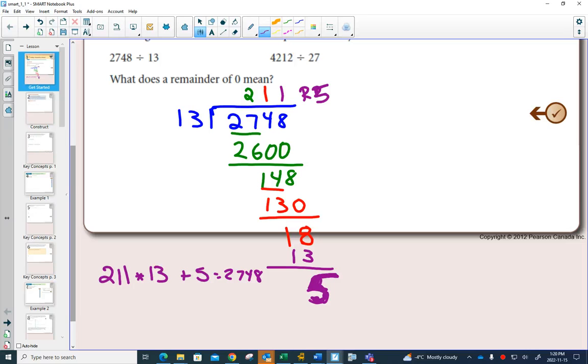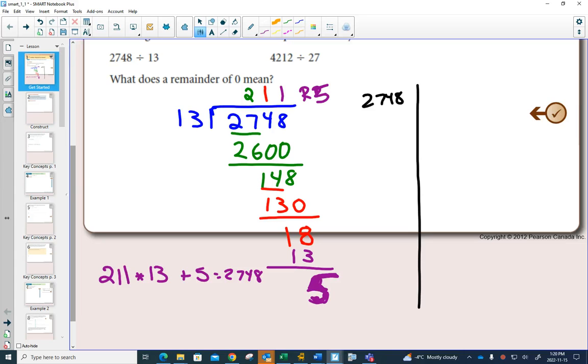Now, there is more than one technique. Some teachers teach long division in different ways. For example, sometimes I've seen a technique where you just draw a straight line. I don't know if anybody learned this technique. And then you have 2,748.